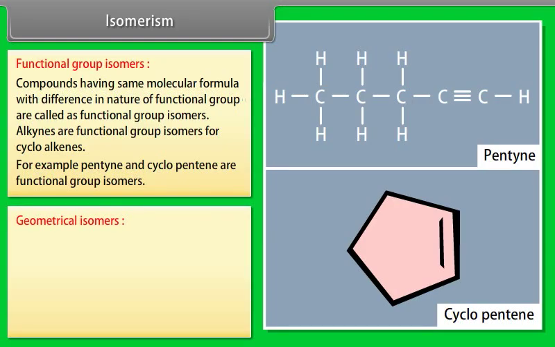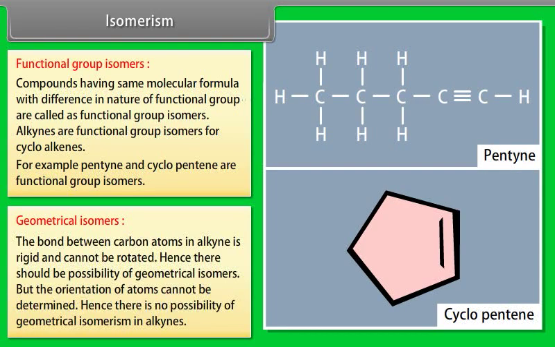Geometrical isomers. The bond between carbon atoms in an alkyne is rigid and cannot be rotated. Hence, there should be a possibility of geometrical isomers. But the orientation of atoms cannot be determined. Hence, there is no possibility of geometrical isomerism in alkynes.